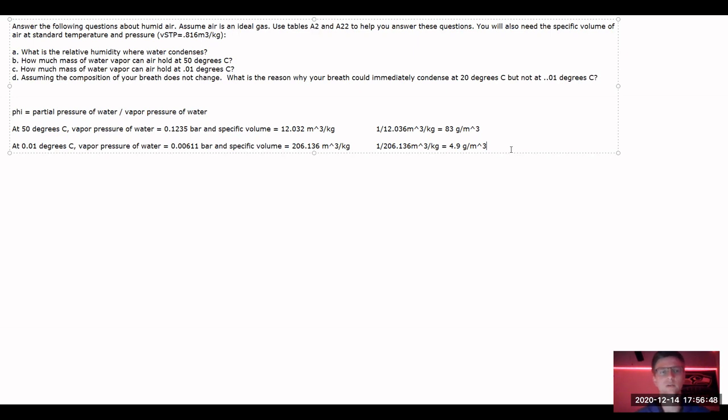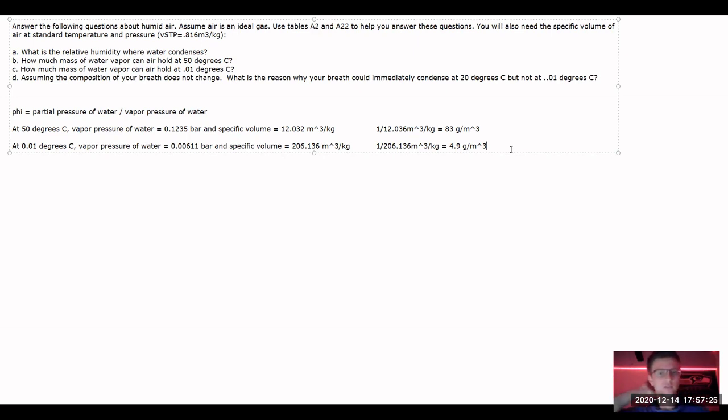So now moving on to part 1D, what is the reason why your breath could immediately condense at 20 degrees Celsius but not at 0.01 degrees Celsius? And the answer to this question lies in the conditions of the surrounding atmosphere, because the air coming out of your body is always going to have roughly the same composition and temperature. So its interaction with the surrounding air, which can vary, is what's going to cause condensation or not.